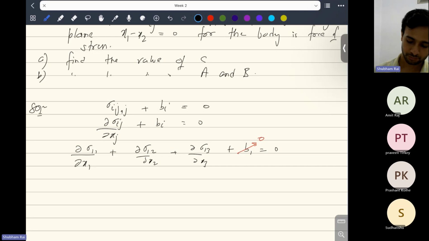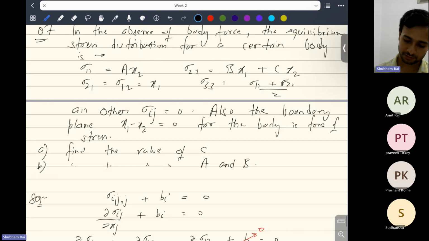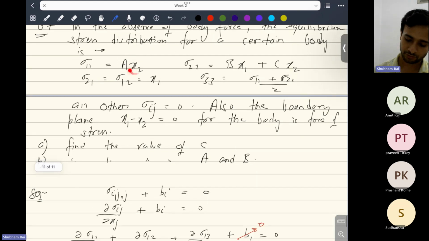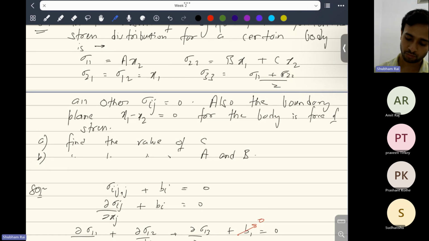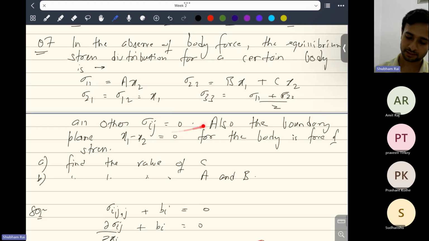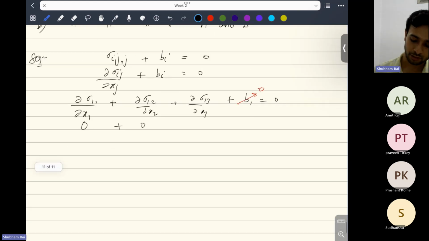Because there's no body force in the body, del sigma 11 over del x1 will be 0, because sigma 11 is not a function of x1. And del sigma 12 over del x2 will also be 0 because that is a function of x1. Del sigma 13 is 0 because all the other stresses are 0. So actually all three components in this equation are 0. So we are not going to get anything. So this is 0 anyway.